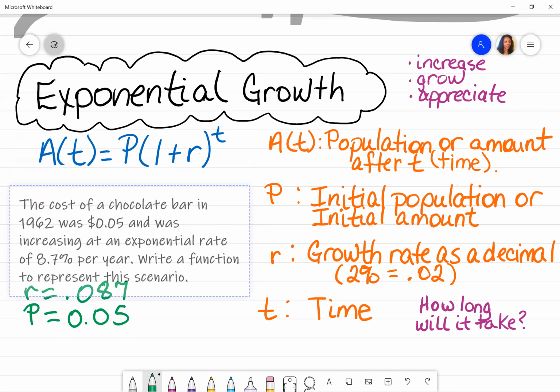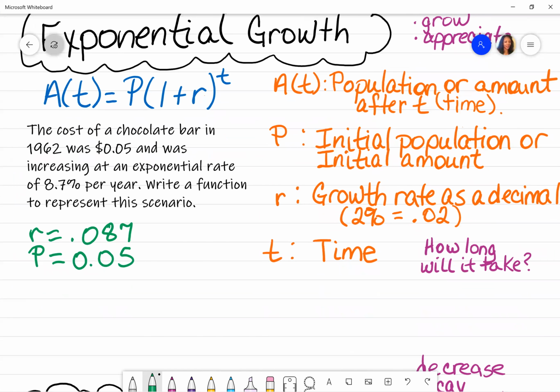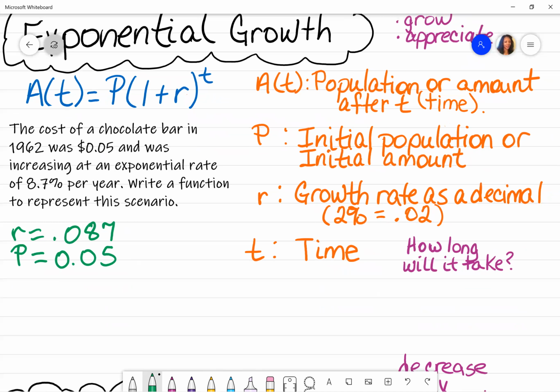So I'm asked to actually write a function. When I write this function, it is going to still use A of t. And now I'm filling in my P, which I just said was 0.05. My formula tells me to use 1 plus, so that doesn't change. And now I put in my rate, which is 0.087.